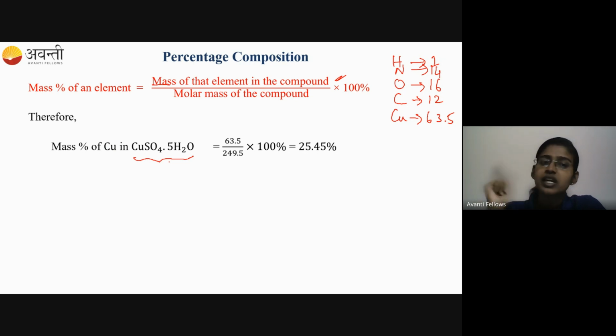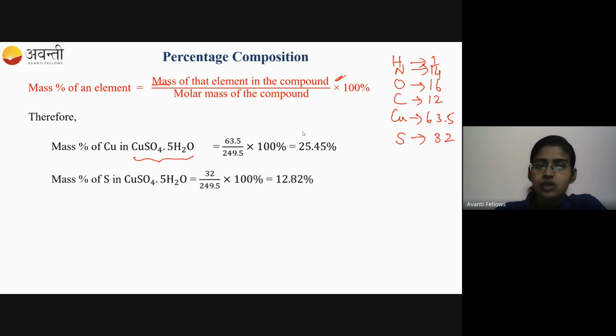And if I want to find out the percentage of sulfur, what I have to do? I have to take the atomic mass of sulfur, right? What is the atomic mass of sulfur? It is 32. So how to solve this? To find out the mass percentage of sulfur, 32 divided by the total mass, the molar mass, into 100, 12.82.